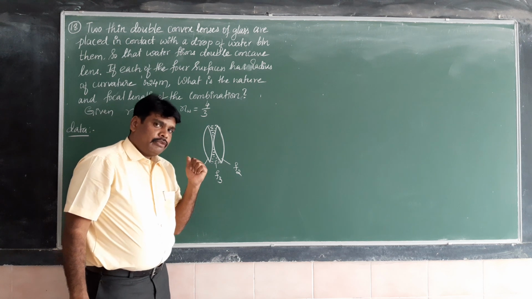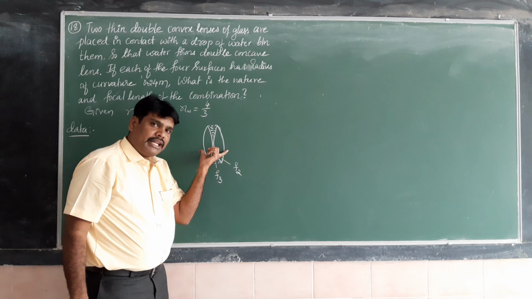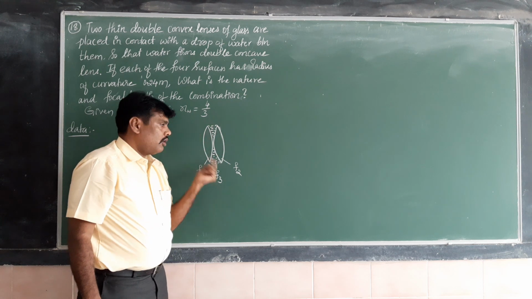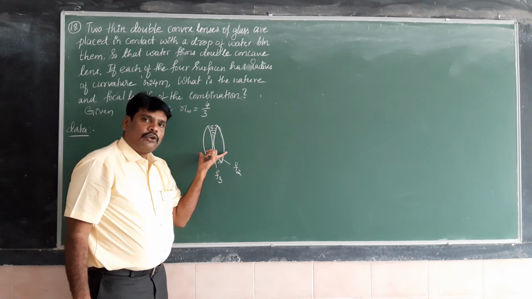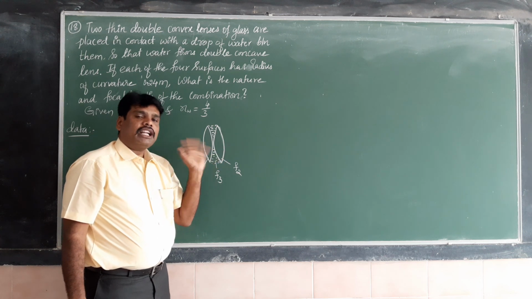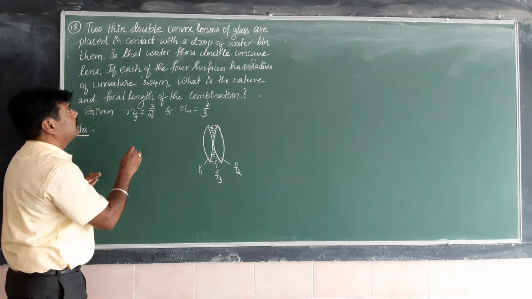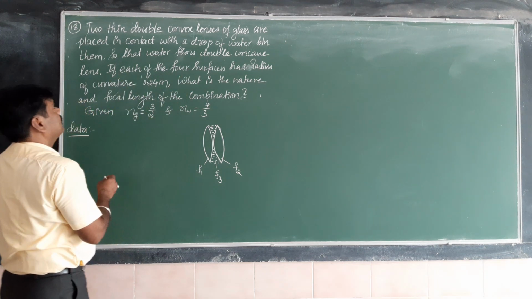So, in this problem, we have to calculate the focal length of the single lens, the combination. All the lenses collectively have an effective focal length that we have to calculate, and also what type of lens it behaves as. So we have to find that. For that, you list out the given data.